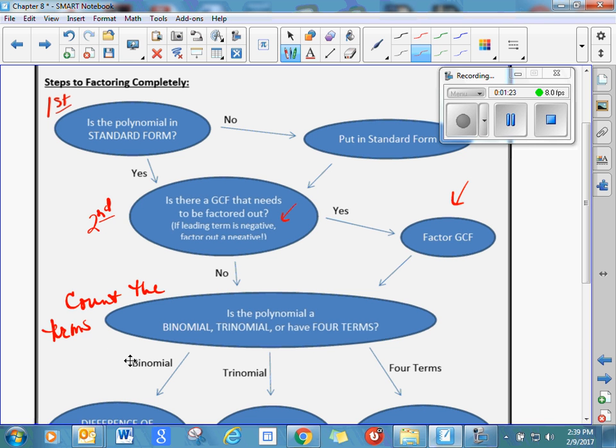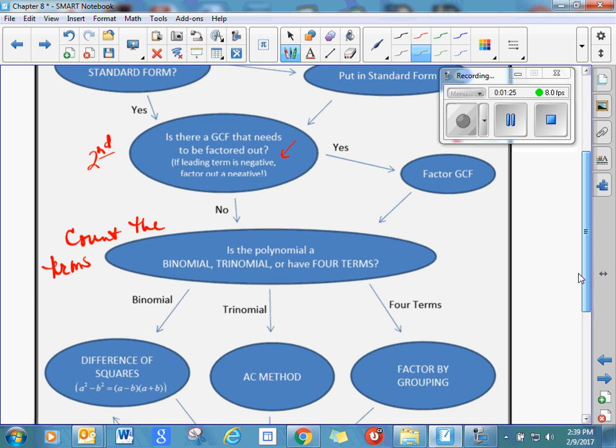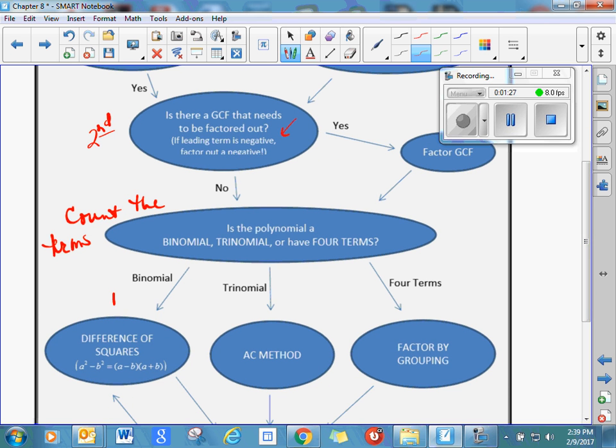If you have a two-term polynomial, you've got a binomial, and the very first thing you want to look for with a binomial is the difference of two squares. If it's got three terms, you don't have the difference of two squares, you're going to use the AC method. So this is a two-term binomial, three-term trinomial, AC method, and four terms we factored by grouping.